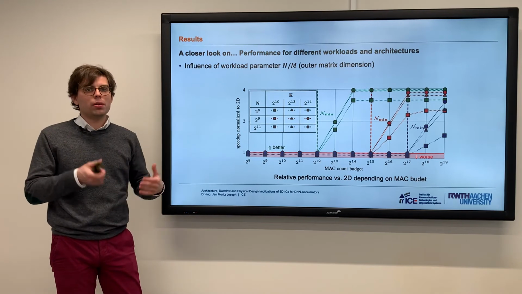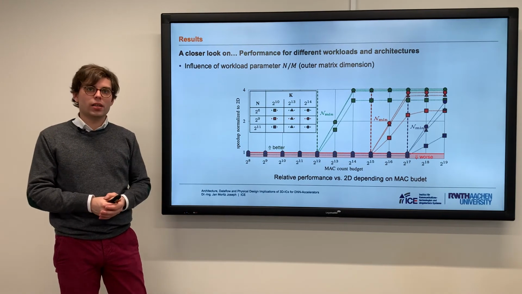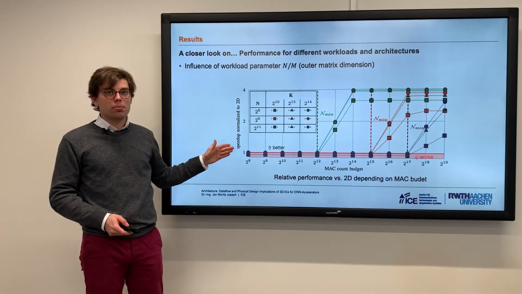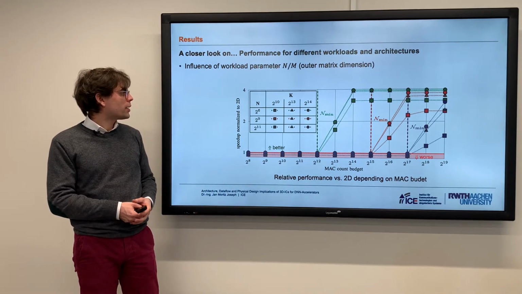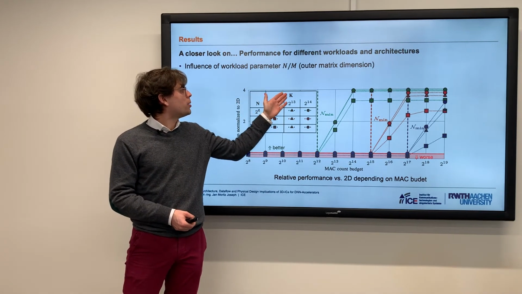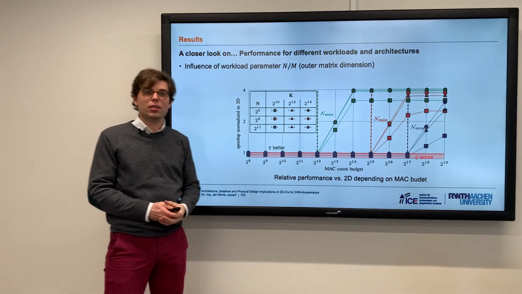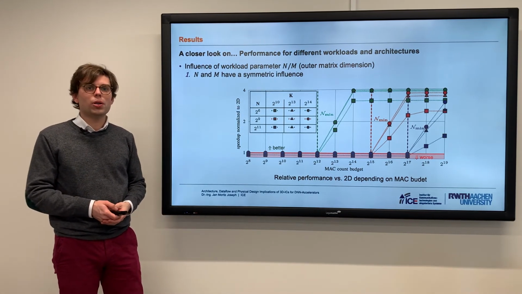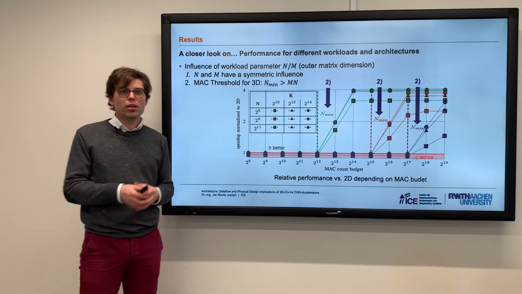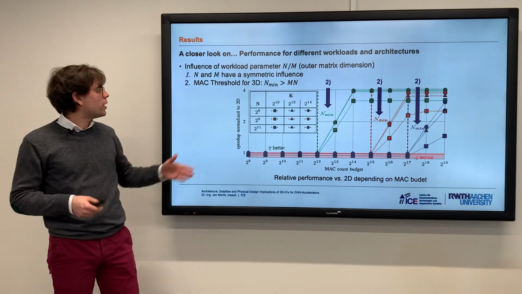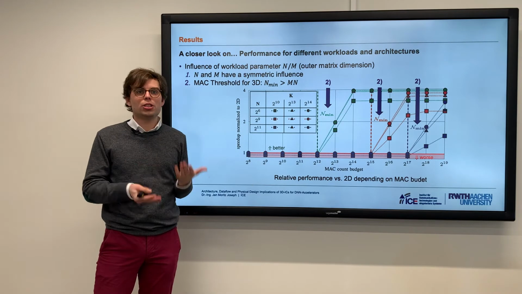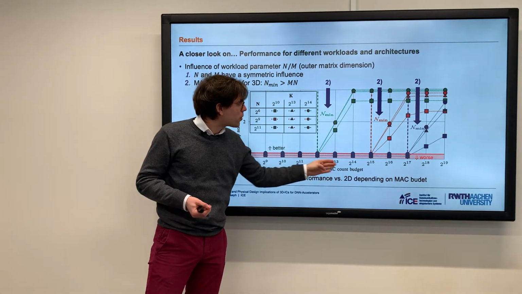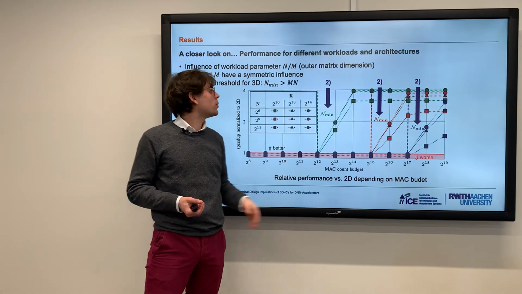Let's take a look at the other two parameters, the M and N parameter. Here we have the Mac budget on the x-axis and the normalized speed up to 2D again on the y-axis. You can see that different parameters of k and n are plotted here. N and m are symmetric in terms of their influence, so we only take a look at n. The most important finding, there are more in the paper, is that there's a max threshold for which 3D is worth it, and this is this n min. So you can take a look, after this max threshold, you actually get a speed up from going 3D.